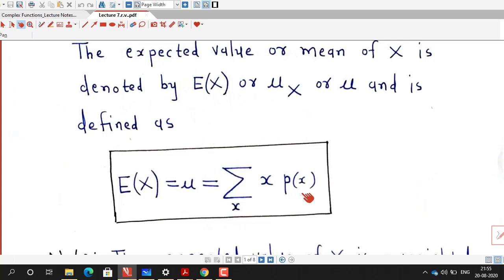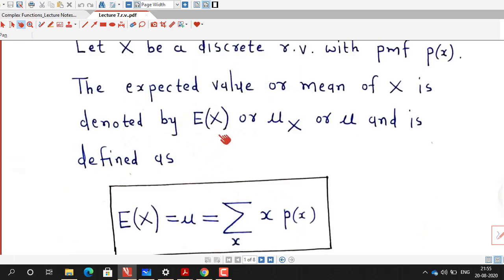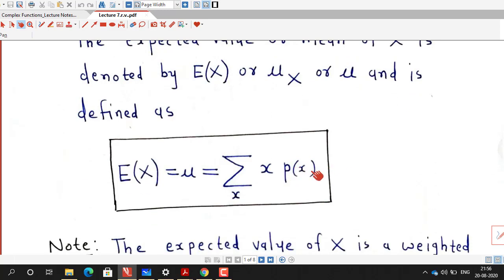So it is a mean, but here p of x is serving as a weight. We are taking the sum of all the possible values of random variable x, each multiplied with its corresponding probability. So this is one kind of weighted average where these probabilities are working as weights. You can easily find the mean of any discrete random variable if you know its probability mass function.